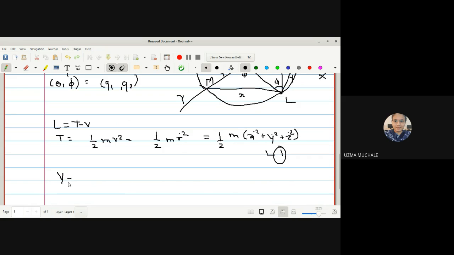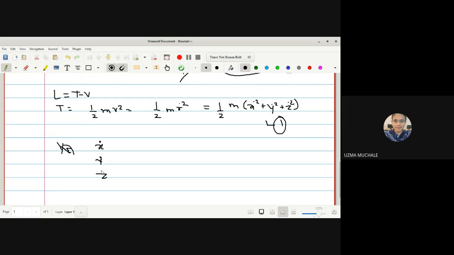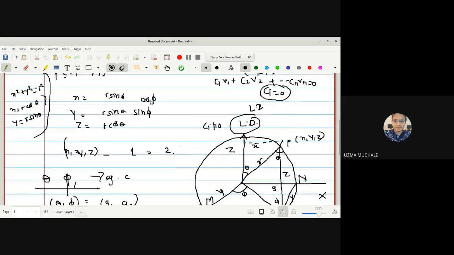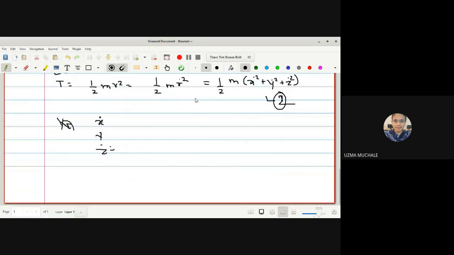Now similarly we can find out the potential energy V. Before that, as x, y, z are linearly dependent, let us find out what is x dot, y dot and z dot. We have the x, y, z equation; let me name it equation 2, and the initial equation we have written is equation 1. Differentiating equation 1, we will get x dot, y dot and z dot. Dot means we are taking a derivative with respect to t.